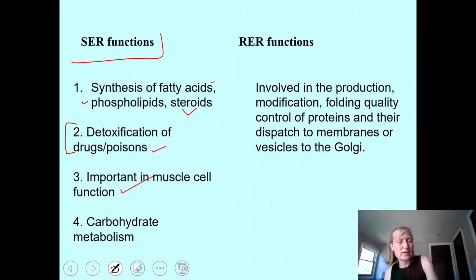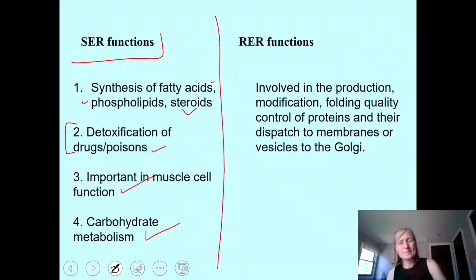Another thing that the SER does is it plays a role in carbohydrate metabolism. So when we've got something like a big glycogen molecule, it can break it into smaller glucose molecules. There are enzymes here in the SER that do it. Or it can build new glycogen.